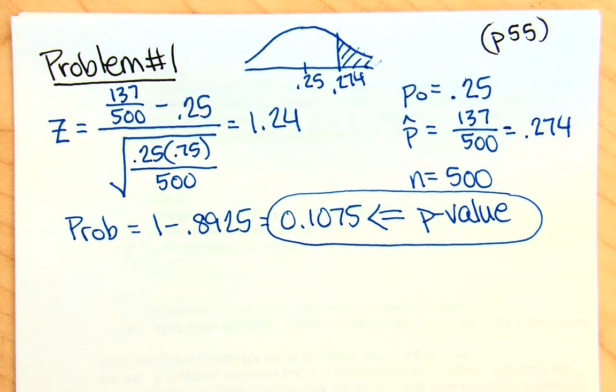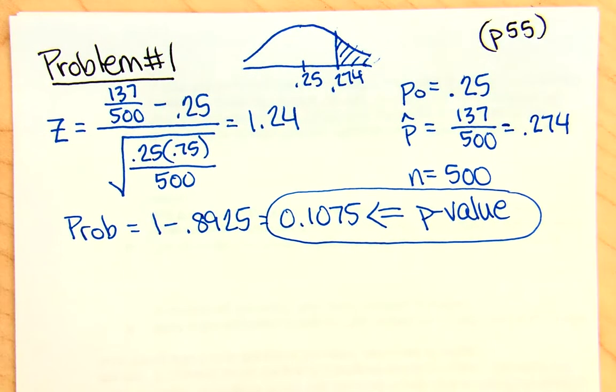So what would be your decision for that kind of p-value? Probably would not reject, because that's bigger than 0.05, it's bigger than 0.10. It's a pretty good size value. So probably would not reject.